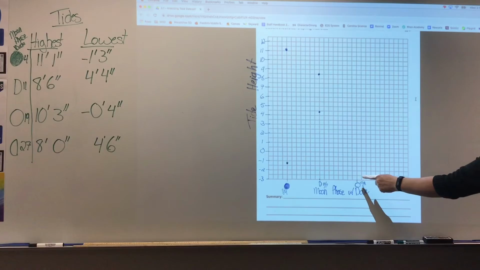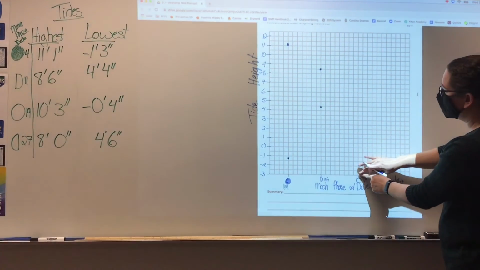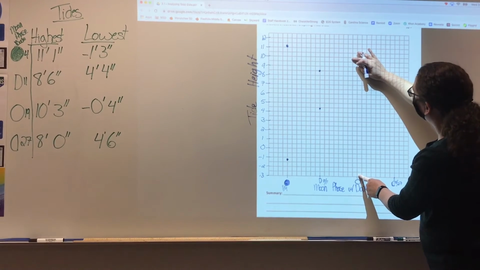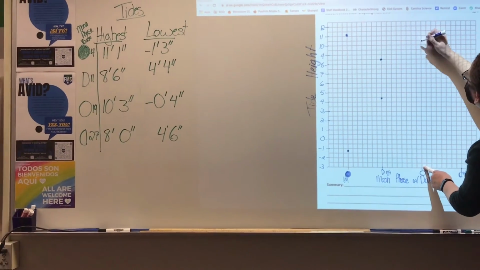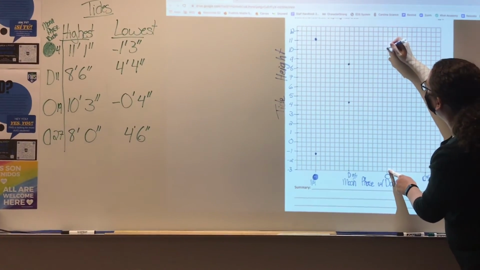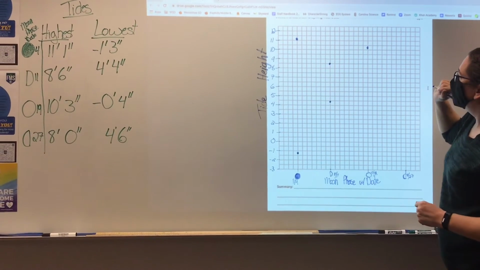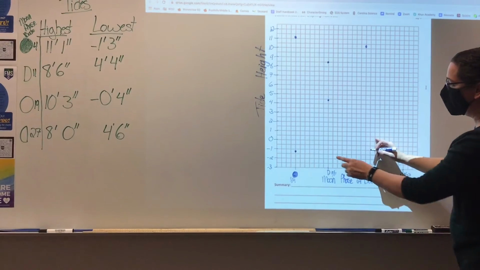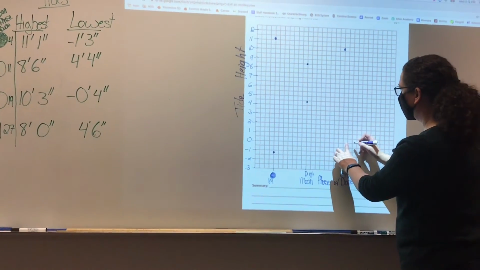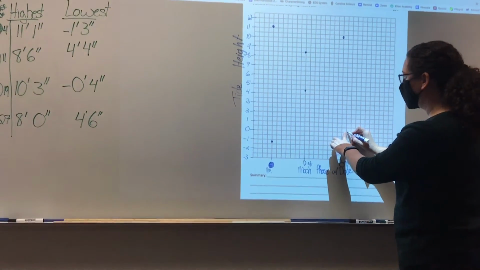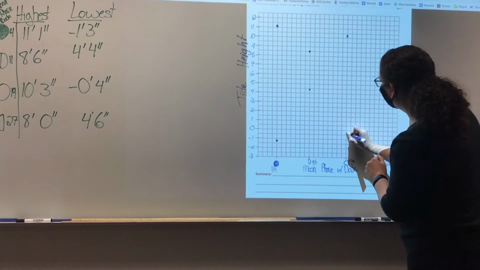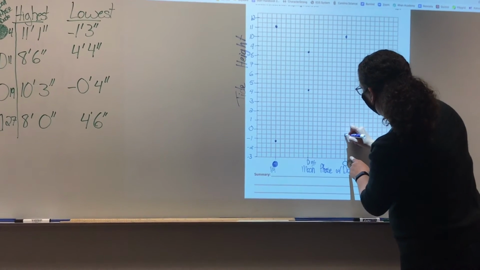Now at full moon, my high tide is going to be big again. It's going to go all the way up to 10 feet 3 inches. So right here, halfway between 10 and 10.5. And then my low tide is going to be negative again. So it's going to be just below the 0. It's only 4 inches negative, so it'll be right there.